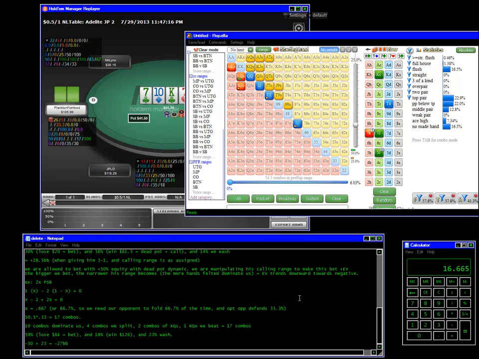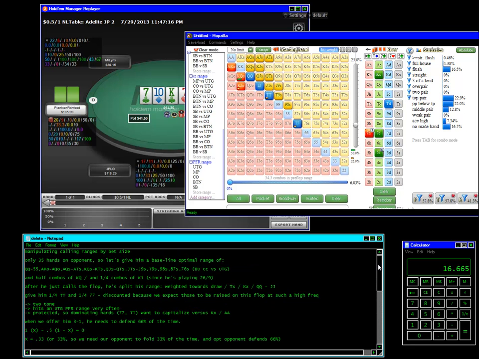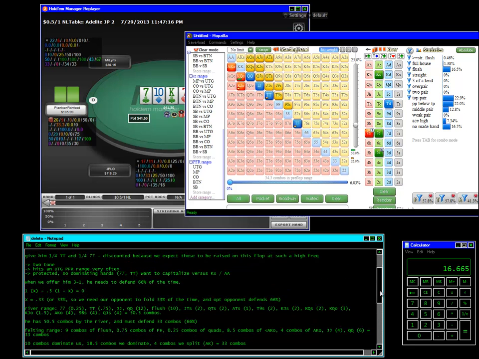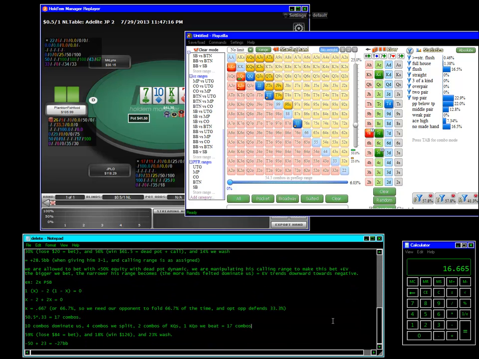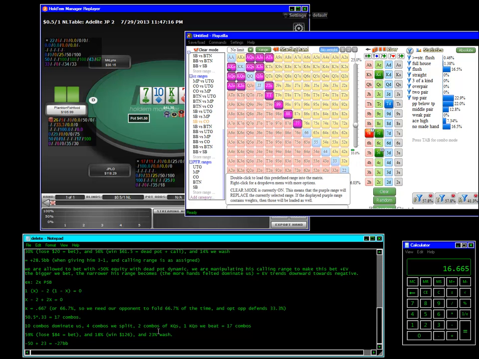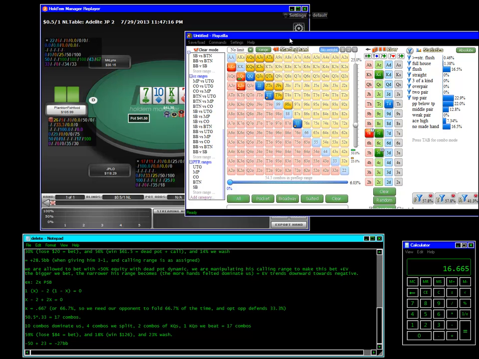And as such, it kind of defeats the purpose of manipulating the calling range based on the bet size, because it's working against us here, as we'll see. So again, 10 combos dominance, 4 combos we split against, which would be ace king. There are 2 combos of king queen suited and 1 combo of king queen offsuit we beat, and those would be his next strongest hands.